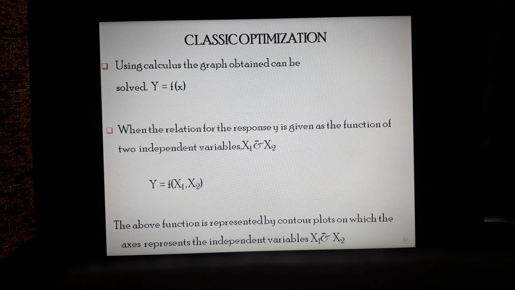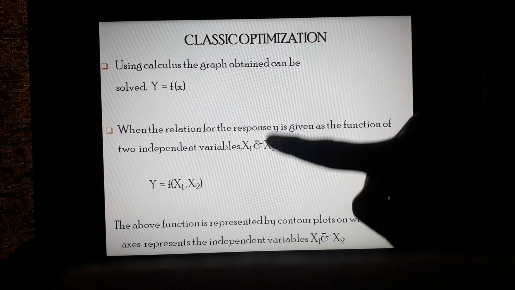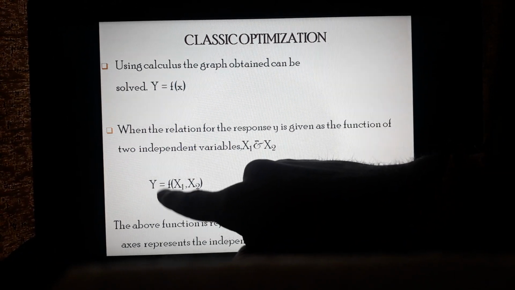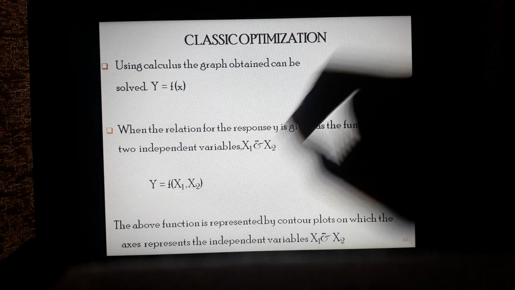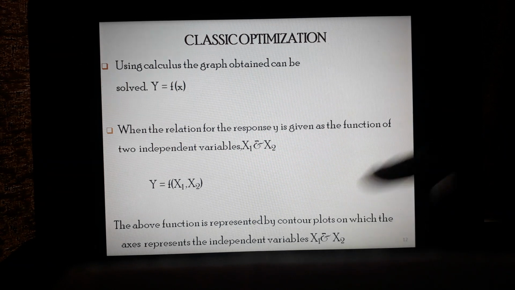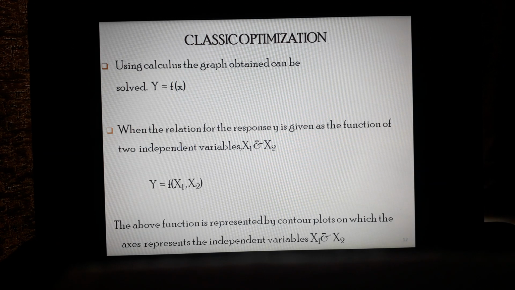So with the help of an equation or graphics, we can easily find out the cumulative effect of x1 and x2 altogether upon the dependent variable. So the dependent variable is equal to the cumulative effect of x1 and x2 as independent variables. The above function is represented by contour plots, on which the axes represent the independent variables x1 and x2. So you can say simply that with the help of a contour plot, you can easily confine the role of your independent variables, that is x1 and x2.